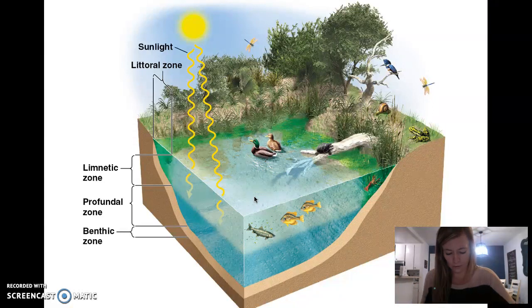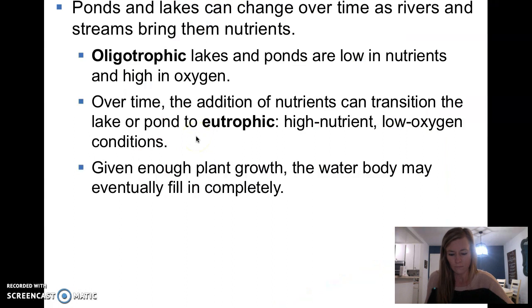Then we get to the profundal zone, which is between the limnetic and the benthic zone, so it's not on the bottom, but sunlight doesn't penetrate it. So there's no photosynthesis, there's less dissolved oxygen. So dissolved oxygen comes from photosynthesis happening in water because oxygen is a byproduct of photosynthesis. So there's not much life happening in the profundal zone.